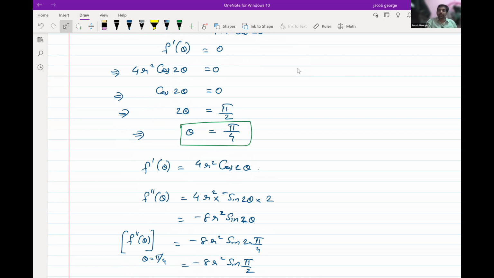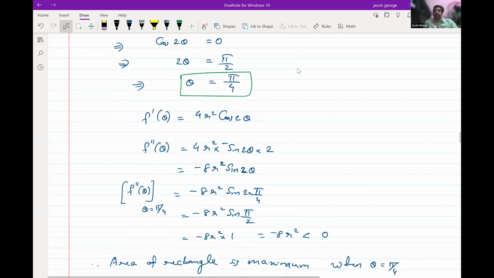4r square into the derivative of cos 2 theta, which is minus sin 2 theta into 2. Clear? 4r square is a constant. Then minus sin 2 theta into the derivative of 2 theta, that is 2, which means minus 8r square sin 2 theta. Then we substitute the critical point into this second derivative. We get minus 8r square sin 2 times pi by 4, that is minus 8r square sin pi by 2, or minus 8r square into 1, which is minus 8r square, that is less than 0.